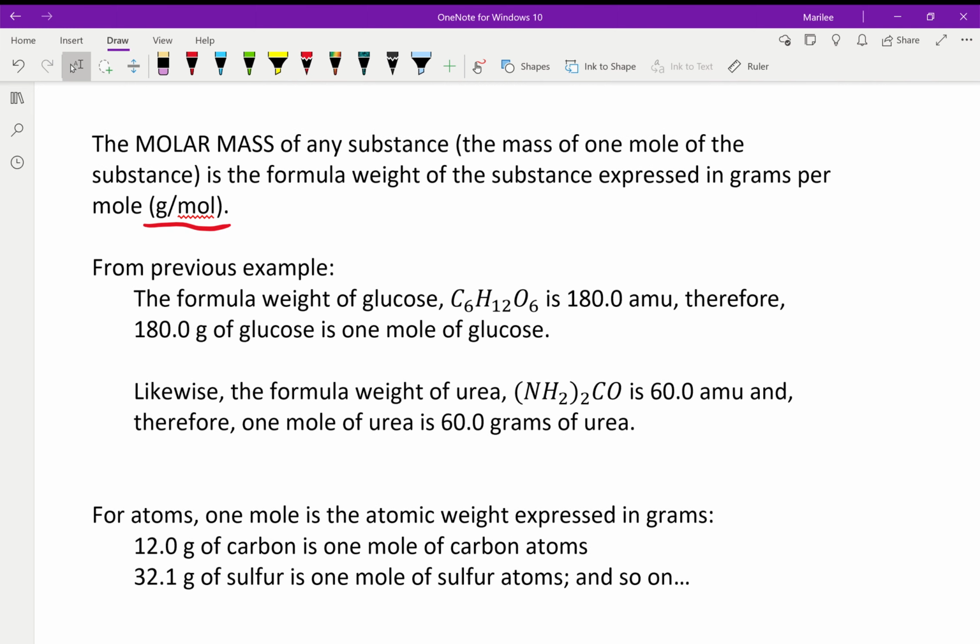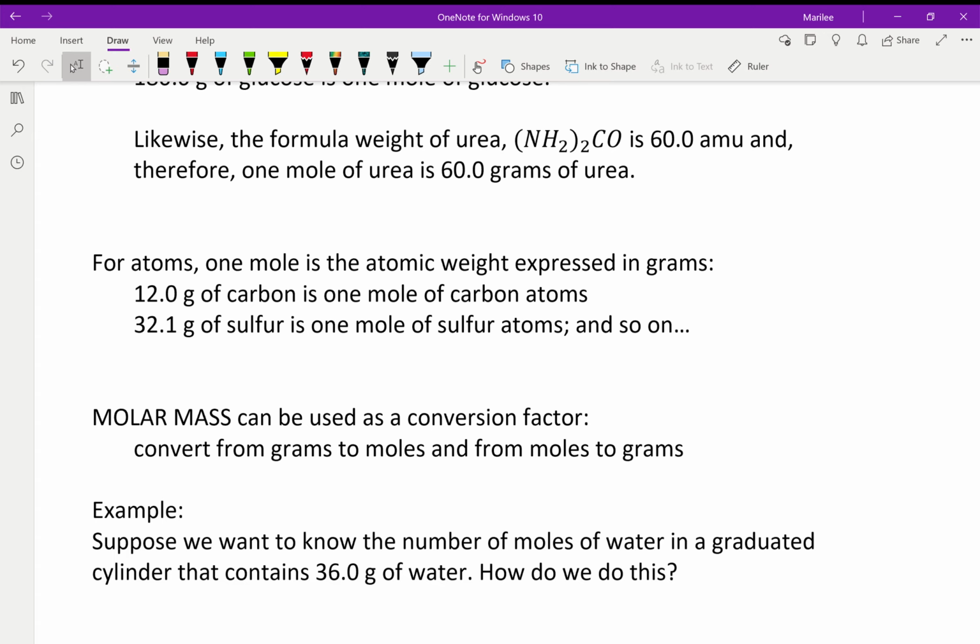From our previous example, the formula weight of glucose we calculated was 180.0 AMU. Therefore, 180 grams of glucose is 1 mole of glucose. Likewise, for urea, we calculated 60.0 AMU, and therefore 1 mole of urea is 60.0 grams of urea. Okay, guys? For atoms, similarly, 1 mole is the atomic weight expressed in grams, so 12 grams of carbon is 1 mole of carbon atoms. 32.1 grams of sulfur is 1 mole of sulfur atoms, and so on.